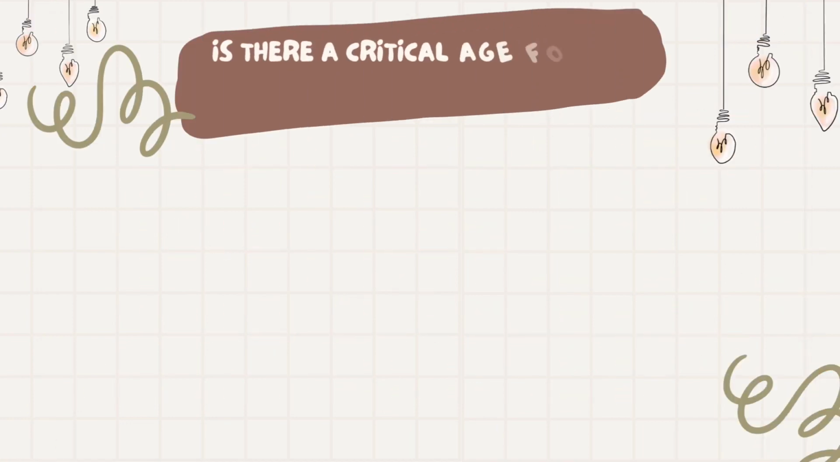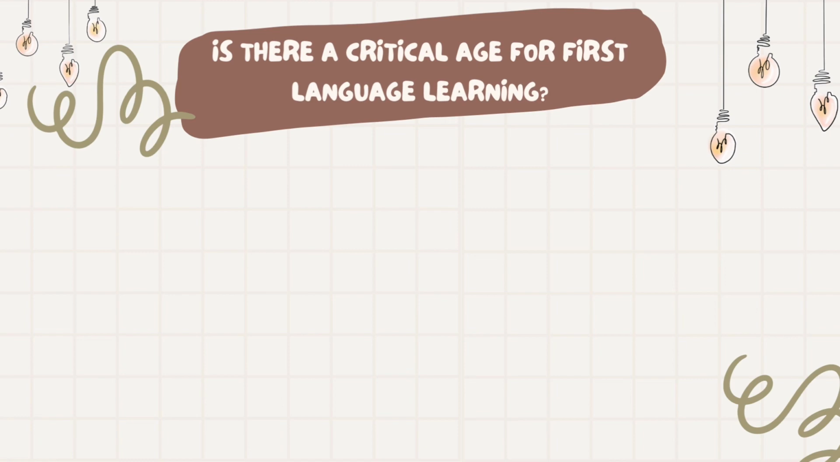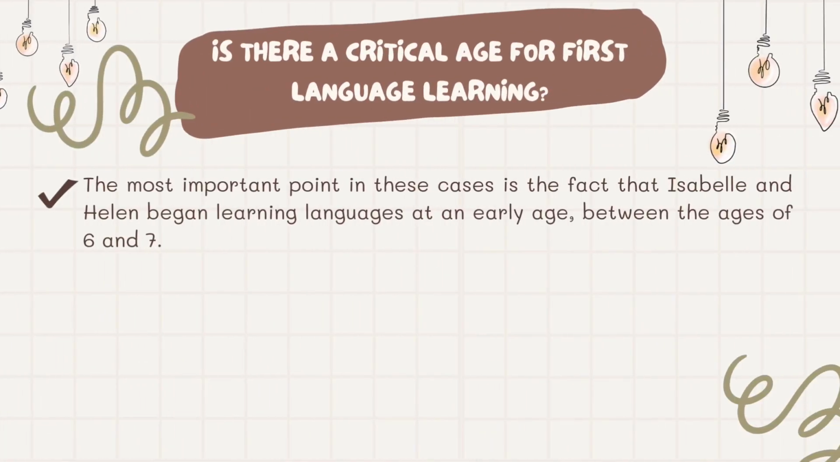Okay, finally we come to the last explanation, and this is a big question. Is there a critical age for first language learning? The most important point in these cases is the fact that Isabel and Helen began learning language at an early age, between the age of 6 and 7.